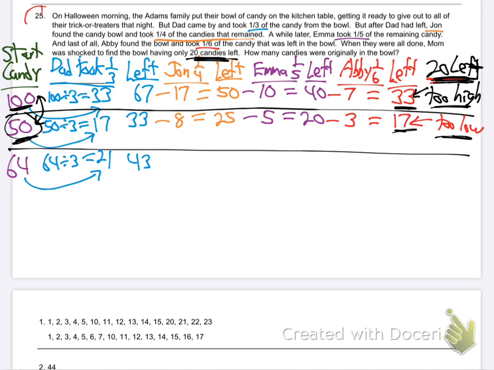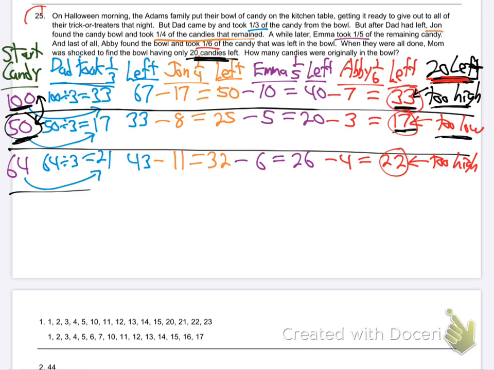Next, John takes a fourth. Divide that by 4. He takes about 11. I had to round it, leaving 32. And then Emma takes a fifth. Divide by 5. She takes about 6. That leaves 26. And then Abby takes a sixth. Abby takes about 4. That leaves 22. That's too high. It's supposed to be 20 left in the end. So 64 came out too high.